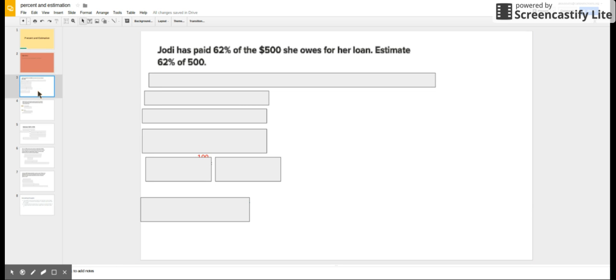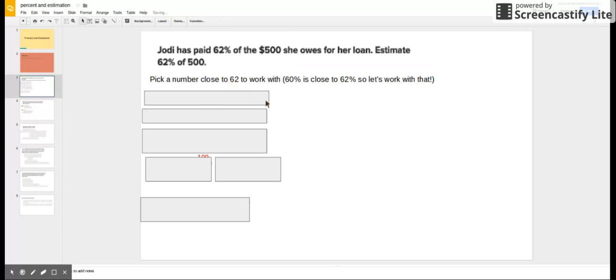So Jody has paid 62% of the $500 she owes for her loan. Estimate 62% of 500. Again, it says estimate here, so that means you need to guess, but not a random guess. You want to make sure that it's close to 62%. So let's figure out a number that's close to 62 to work with. In this case, 60 would be a good number to work with, right? Because 60 is close to 62.